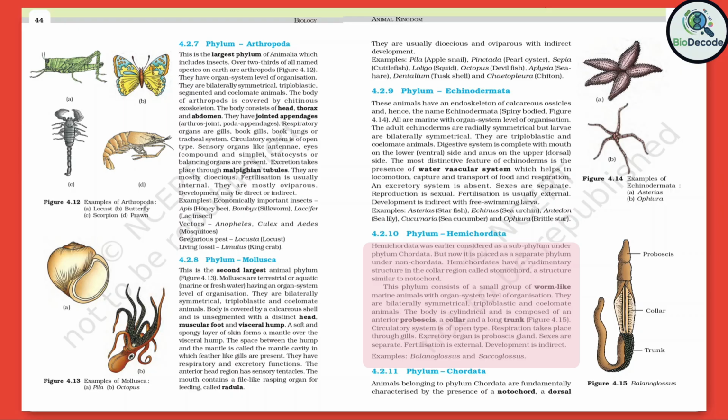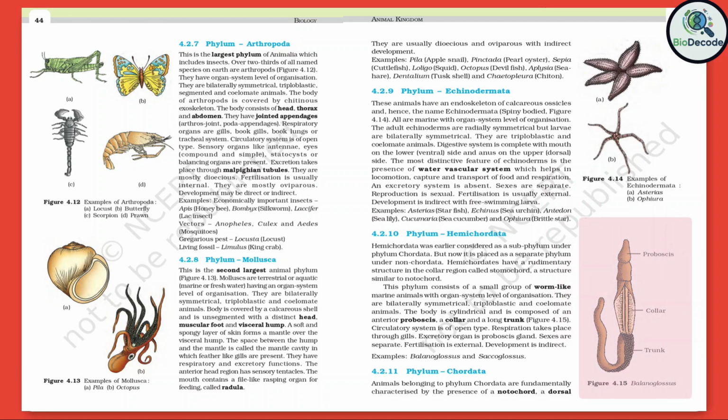Respiration takes place through gills. The excretory organ is the proboscis gland. Sexes are separate. Fertilization is external. Development is indirect. Examples: Balanoglossus and Saccoglossus. Figure 4.15. Balanoglossus. This figure depicts Balanoglossus, commonly called the acorn worm, which belongs to the phylum Hemichordata, a group that bridges non-chordates and chordates. The body is divided into 3 distinct regions.